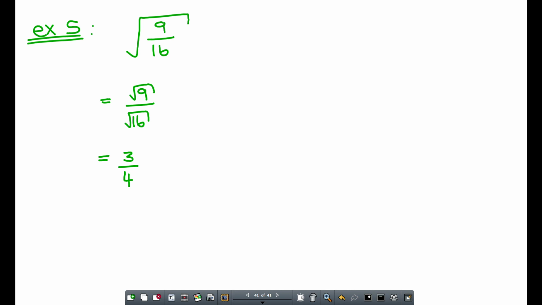Okay. Right, so last one. Example 6. Now I'm giving you 20 and 1 over 4 in a square root. So, same as what we previously had with the normal fractions. What would be my first step? There we go. Change the mixed number to improper fraction.